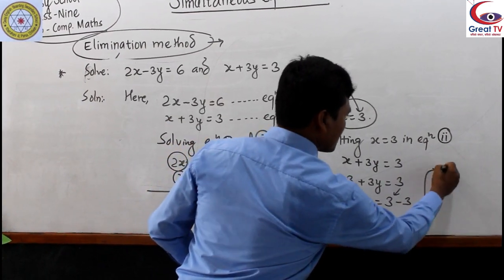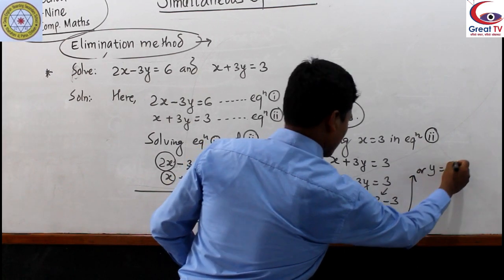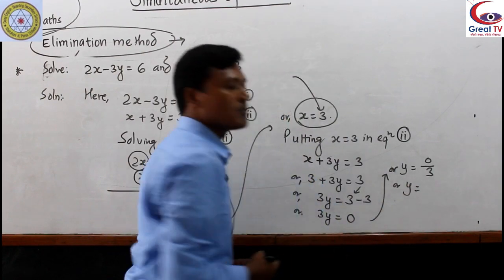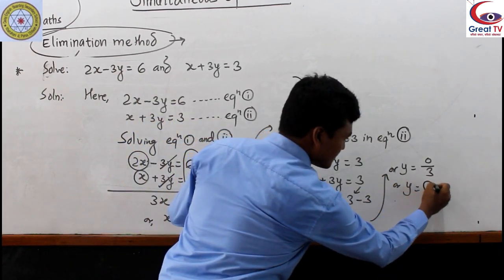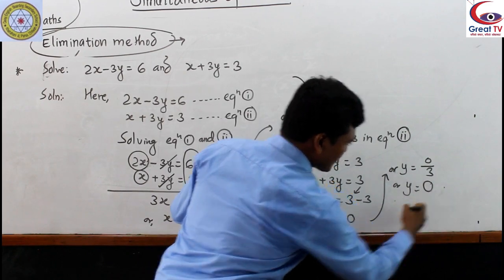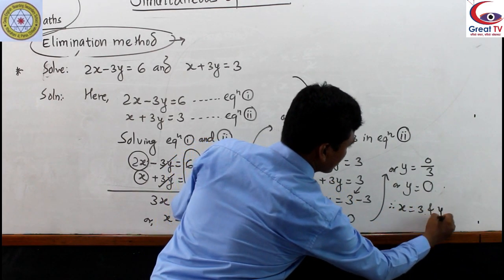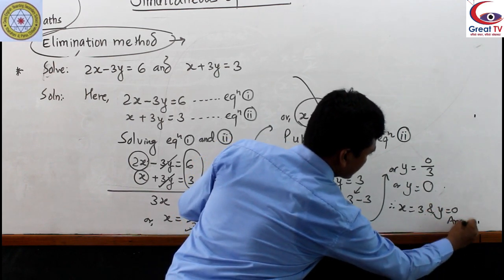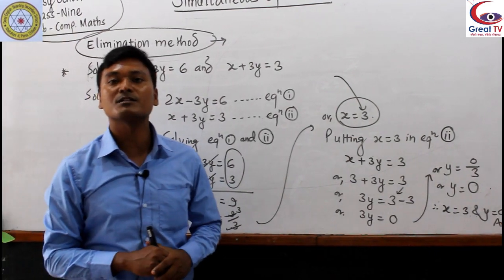Then after this y is equals to 0 divided by 3, and you know very well when 0 is divided by 3 the value is 0. Therefore x is 3 and y is equals to 0. Answer. And my dear students, you can check the answer by yourself also.